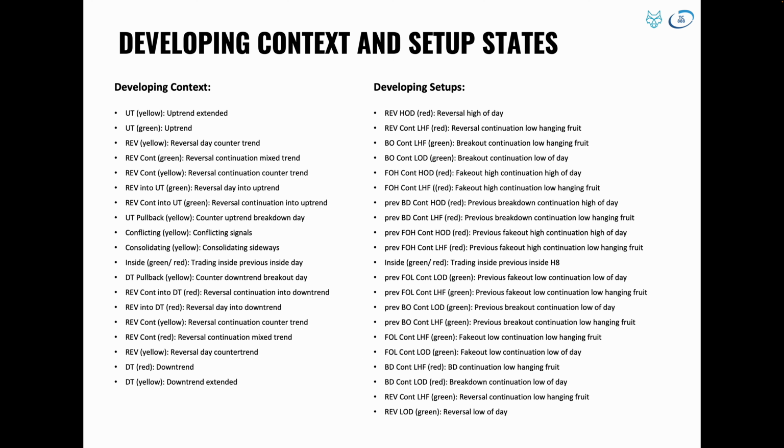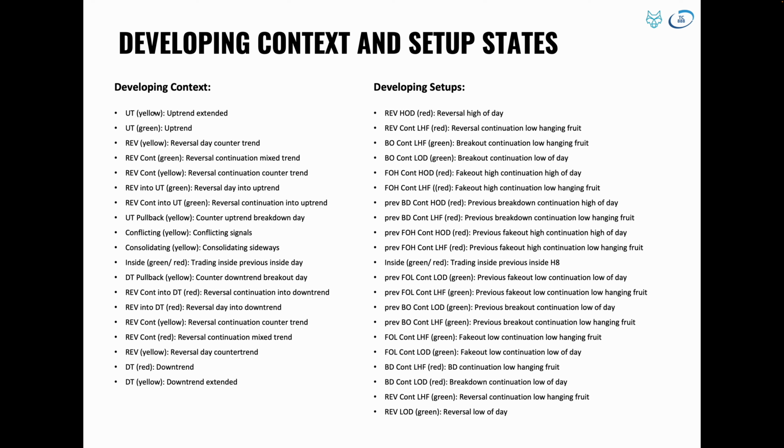So here you see all the developing context and setup states. Let's look into context first. You see here it's nearly 20 different context states, and as discussed, context is always tied to the daily bias in relation to week and month. So let's go through them a bit. Uptrend yellow would be the uppermost extended one. That's uptrend extended. So everything bullish, but 3 days of longs, so potentially looking for a reversal.